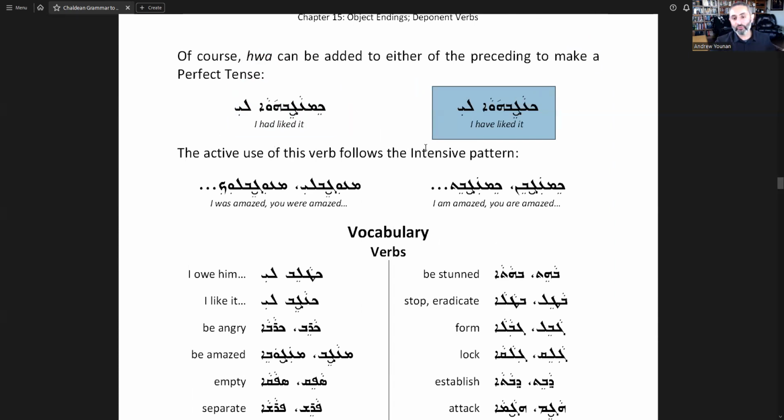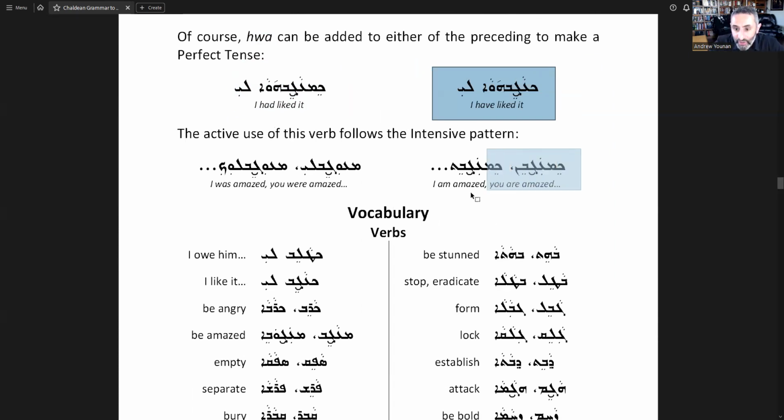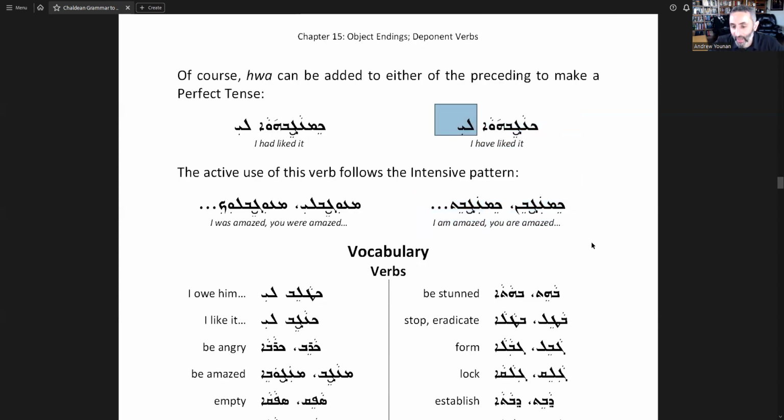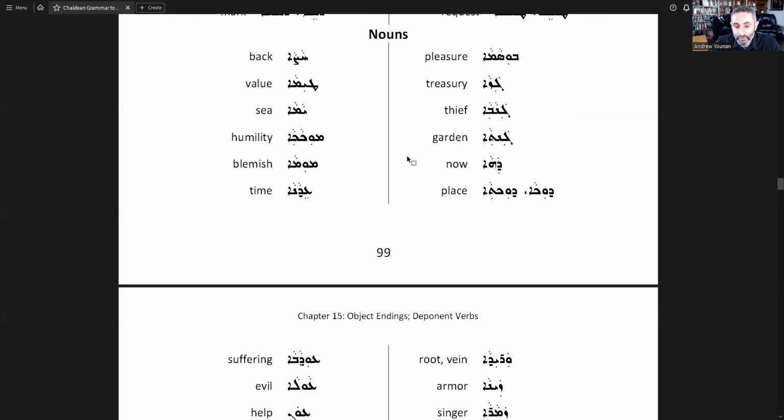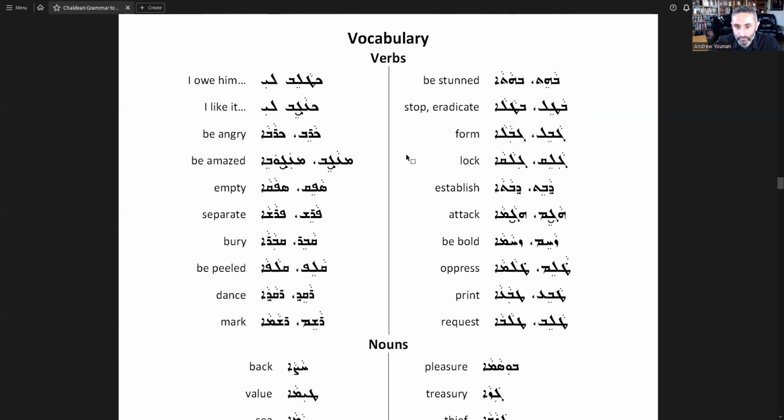The active use of this verb follows the intensive pattern. Kim ajbin, kim ajbit. So if you want to just get rid of the object and just say, I'm amazed, kim ajbin, or mu'ajibli, I was amazed. It follows a normal intensive pattern because of the meme that you're adding to it. Okay? That's a tough chapter. You might want to watch it again and take your time to learn it.